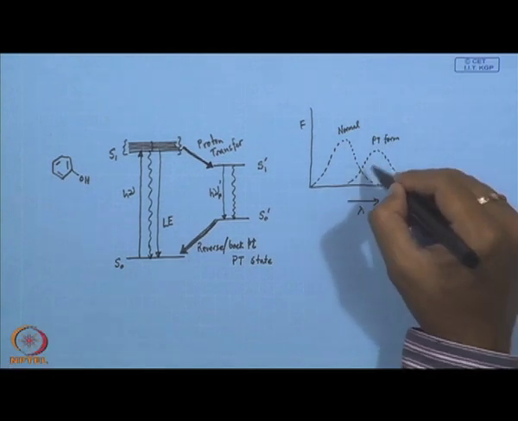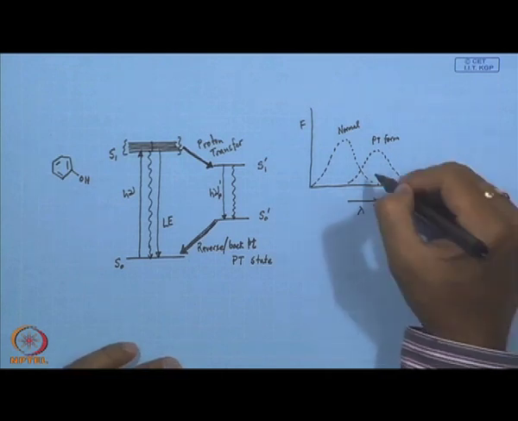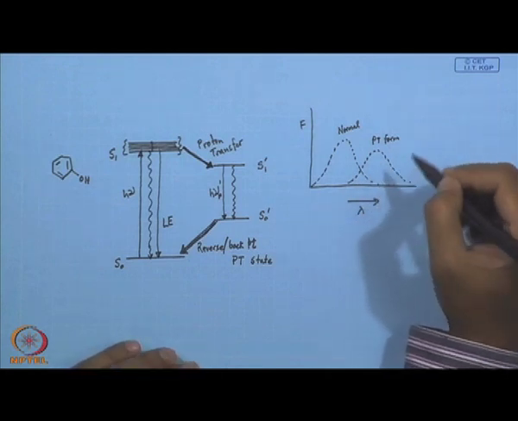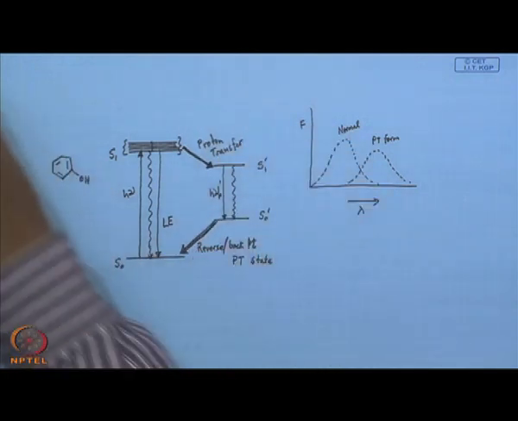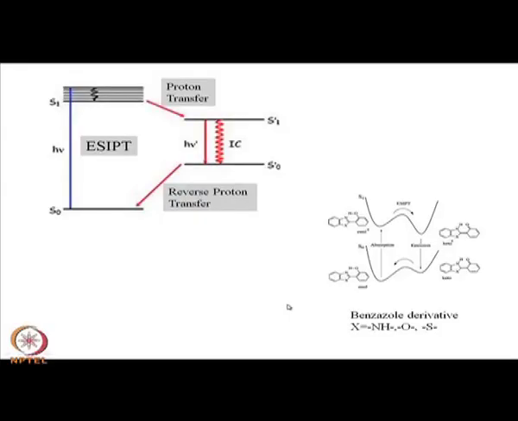Okay. So, you can expect a shifted frequency on the red side of the emission spectra, because this gap is less. Okay. So, a typical example is a benzazole type of derivative. You see that this is your enol form. It starts from enol, the ground state is enol.